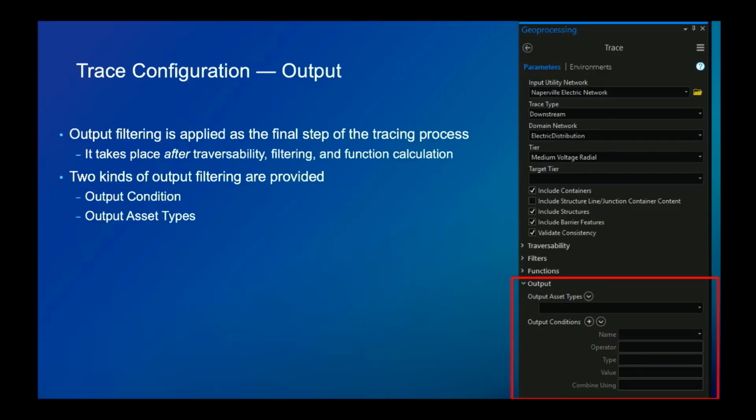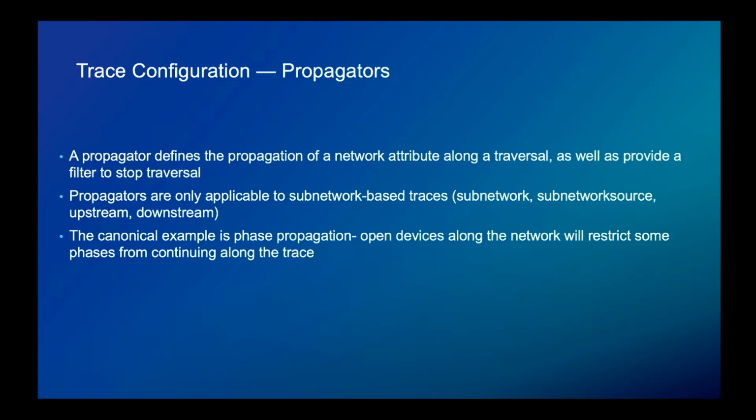All right, output. The final step of the tracing process. This takes place after traversability, after filtering, after function calculation. This just restricts the features that are returned. So if you're doing a trace and you're trying to find all of the customers served by a gas line, you don't really care about the gas pipes or the services or the valves between you and the starting point. You just want to return the customers themselves. So you can set up an output filter to take care of this, and that is based on either conditions or an asset type, or a set of asset types, I should say.